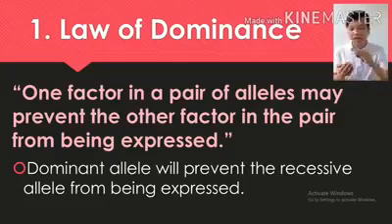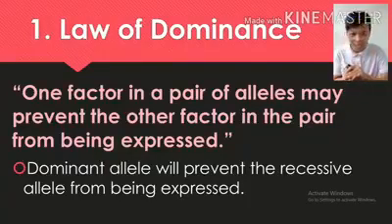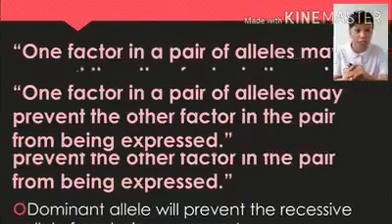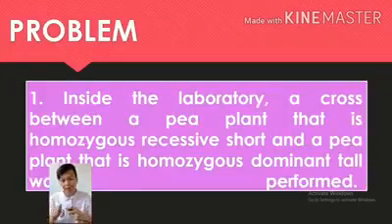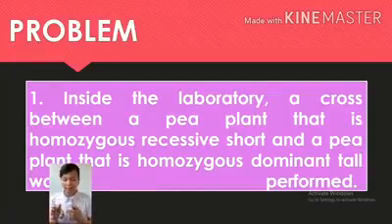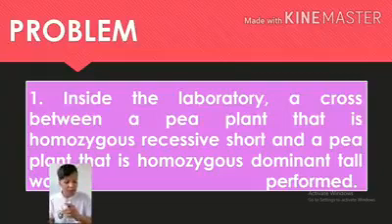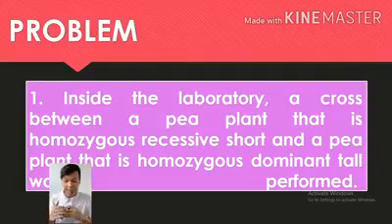So therefore, it will just hide the other trait to express. For us to better understand the concept behind the law of dominance, let's have these problems. Problem number one says that inside the laboratory, a cross between a pea plant that is homozygous recessive short and a pea plant that is homozygous dominant tall was performed.